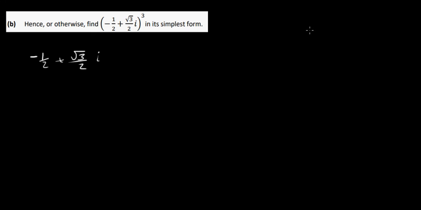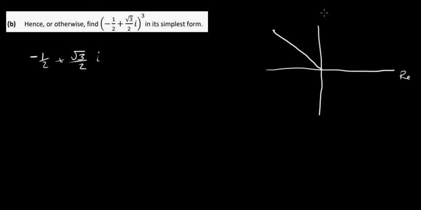Now let's just have a look at that. Where would that be on our complex plane? Well, it's going to be up here somewhere. Because we're going out the left hand side here, this is our real number line, this is our imaginary number line here. So we're going out here minus a half, and then we're going up along here root 3 over 2 i.